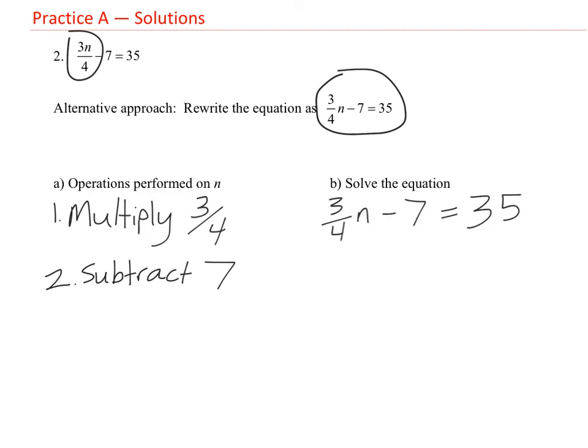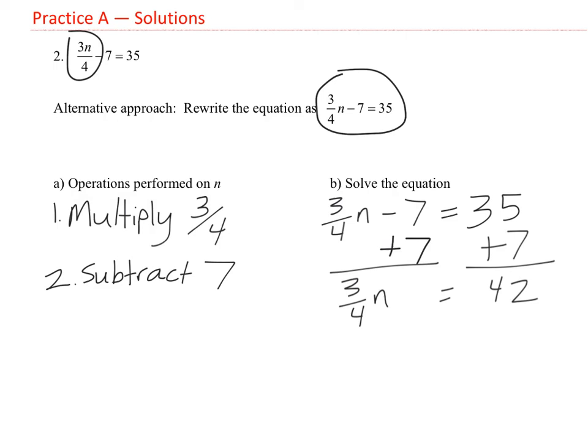So here's the equation, 3/4 n minus 7 equals 35. Let's go ahead and solve this. Just like we've done in the past, we will undo the operations in reverse order. So the first operation we have to undo is subtract 7. The inverse of that would be to add 7. So we'll go ahead and add 7 on both sides. That gives us the equation 3/4 times n equals 42.